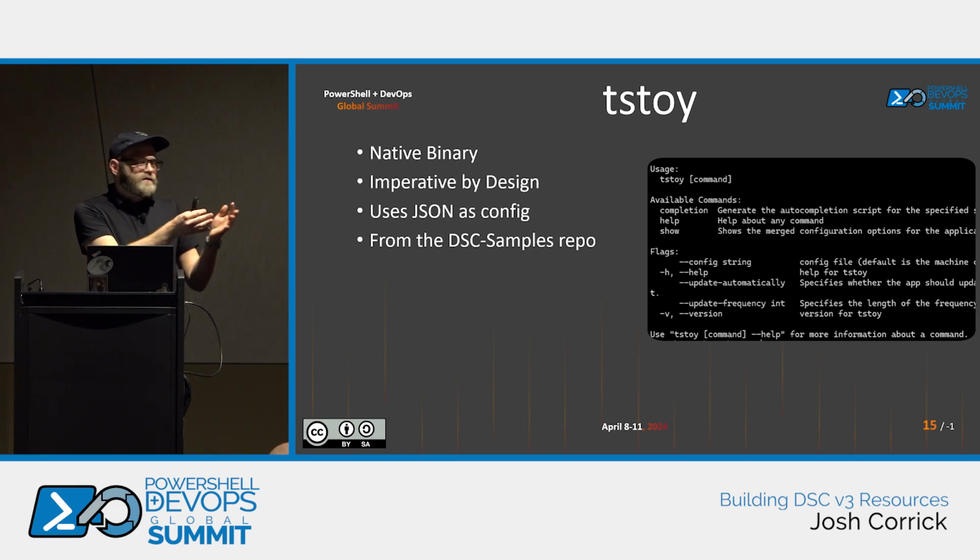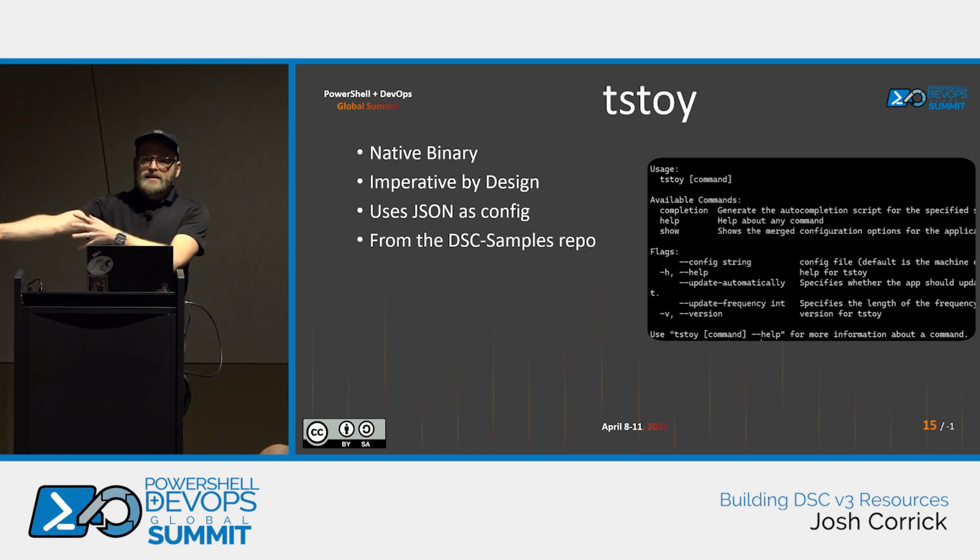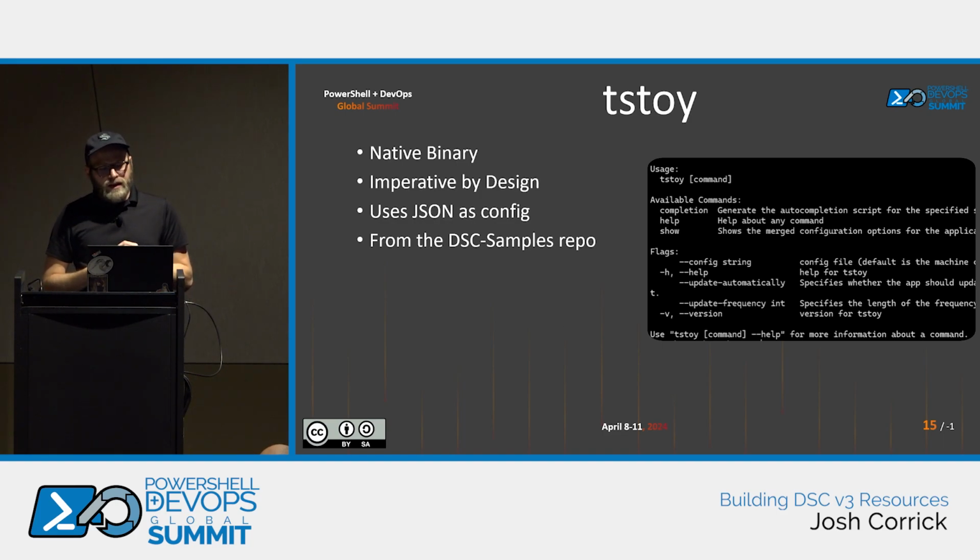So this is just a fictitious application. Think of it as an enterprise business application you have internally that you need to interface with. It's a native binary or it's a web service. In this case, it's just a native binary. It's imperative by design. You pass an argument to this command to make it do something.